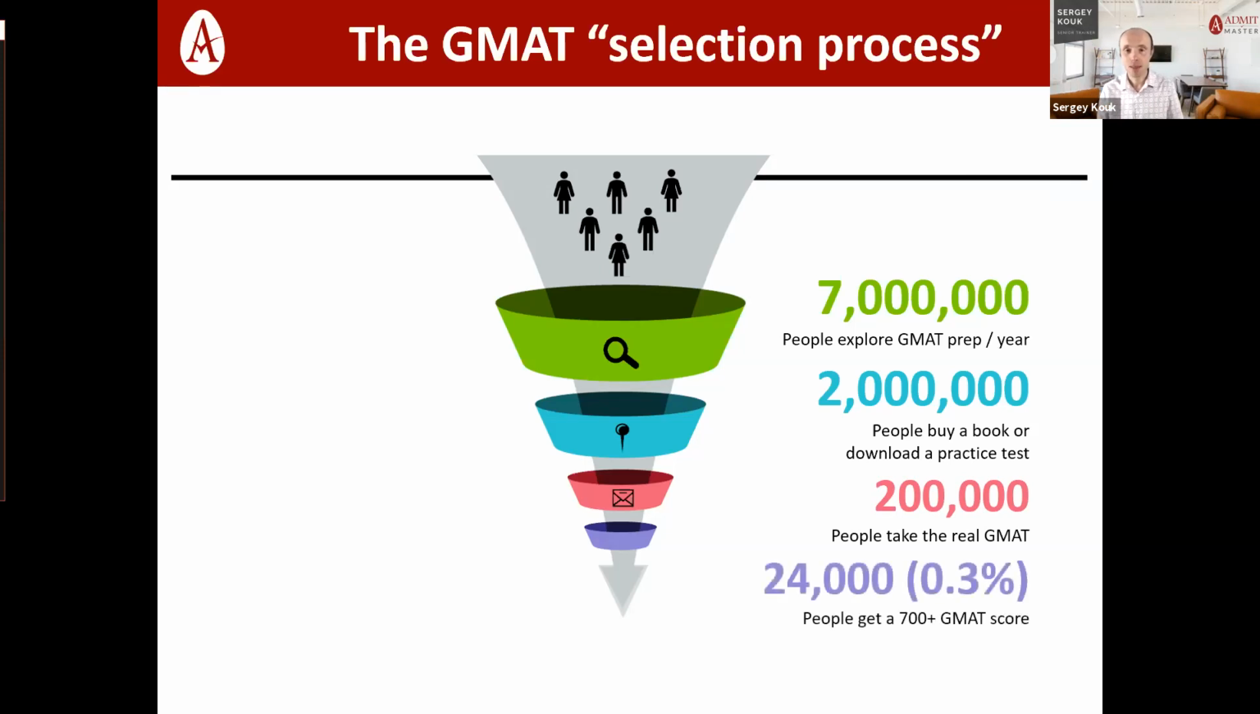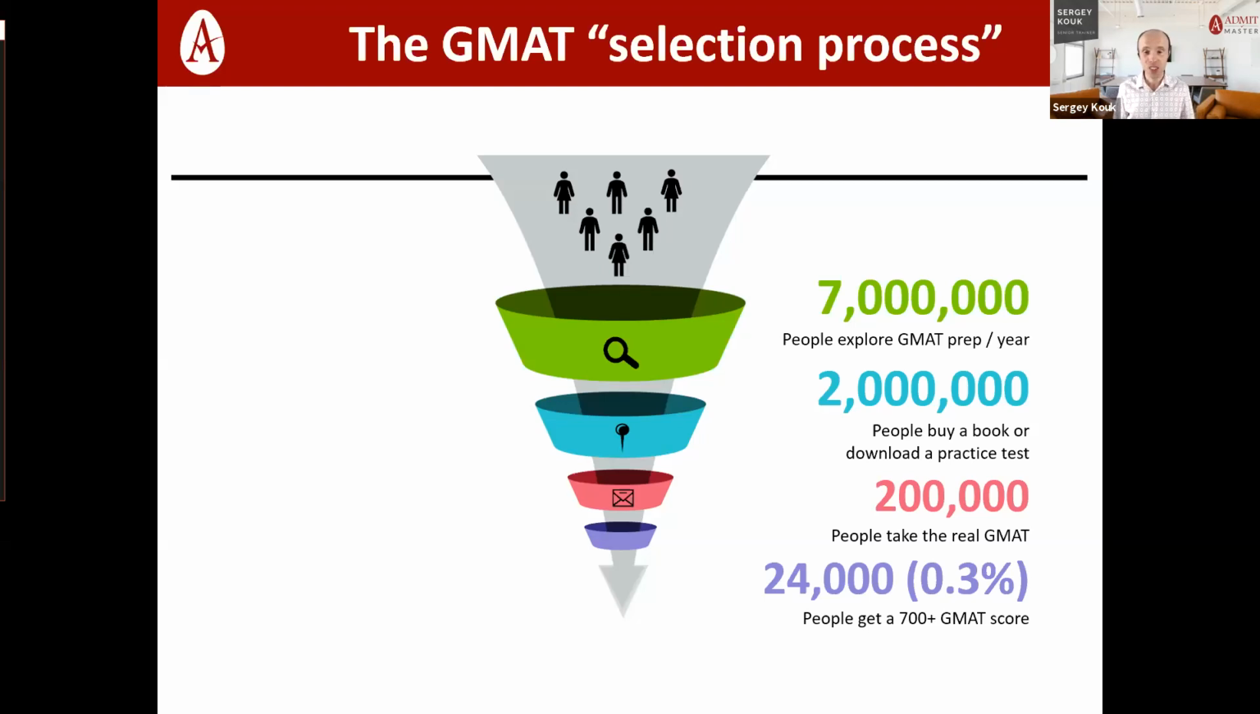And of the 200,000 people, only 12% achieve scores of 700 or more, which are the scores most people would want to get if they want to go to a top school. So if we look at where we started, 7 million people, and where we landed was just about 24,000 people who got scores of 700, that's 1 in 300. I don't know about you, but in some lotteries, you can get better chances.